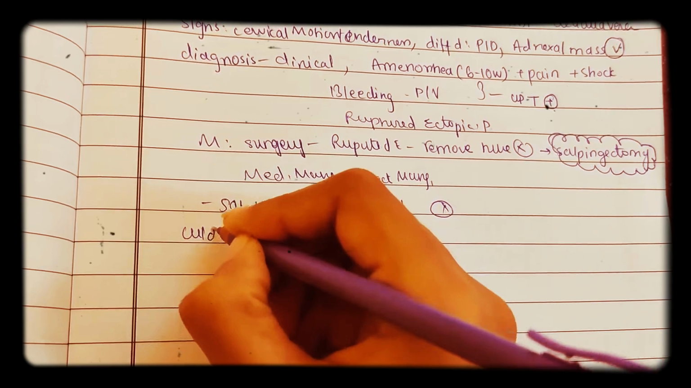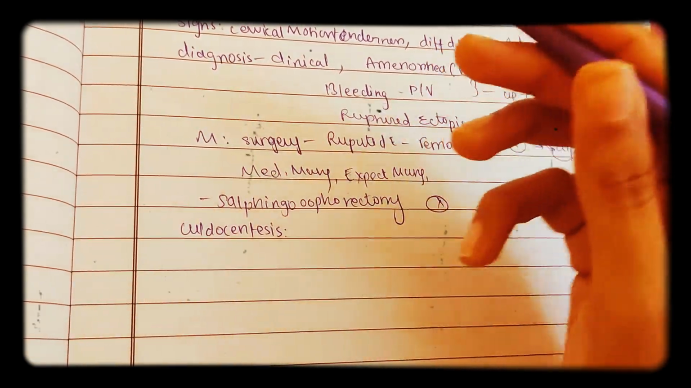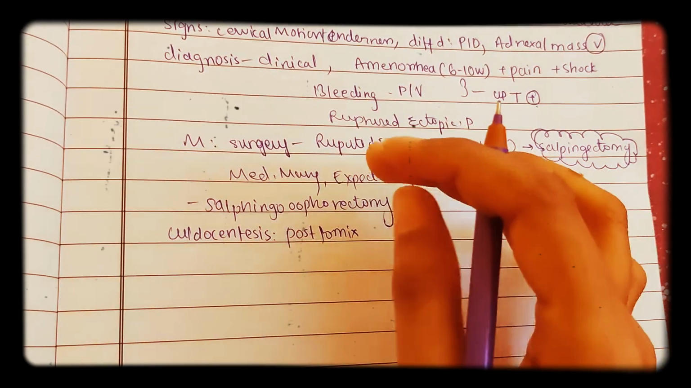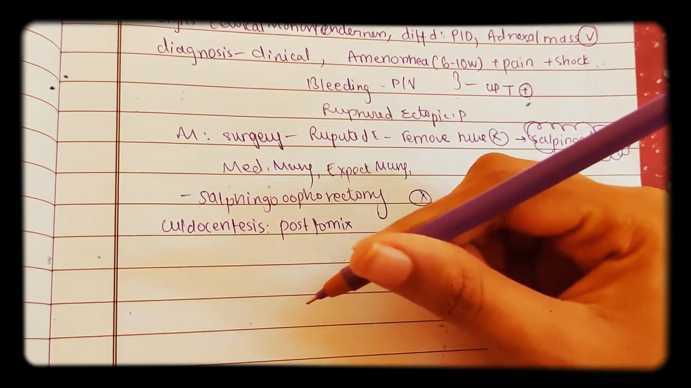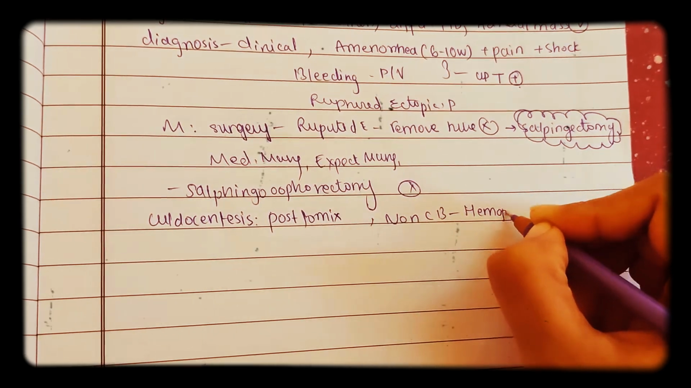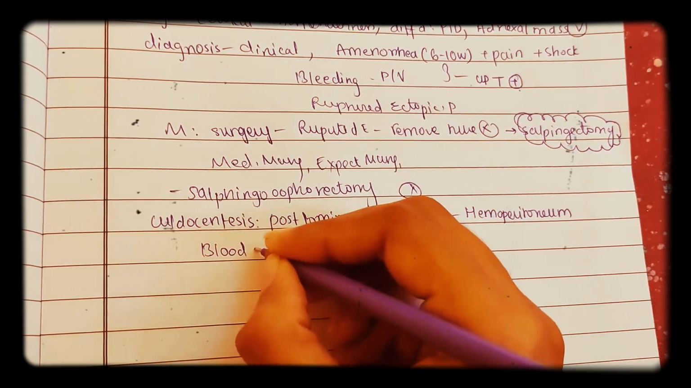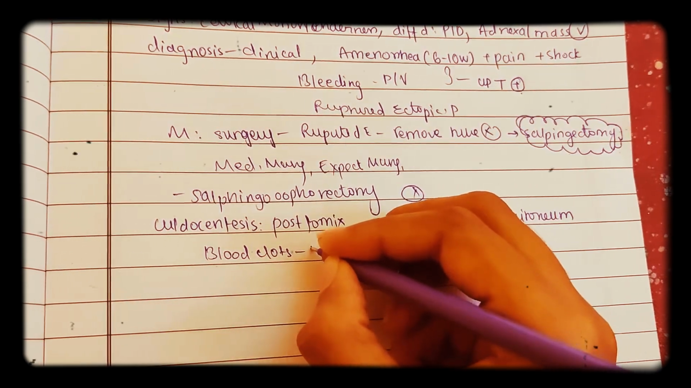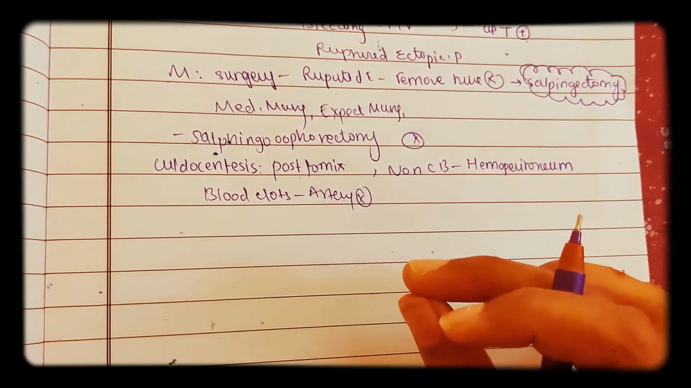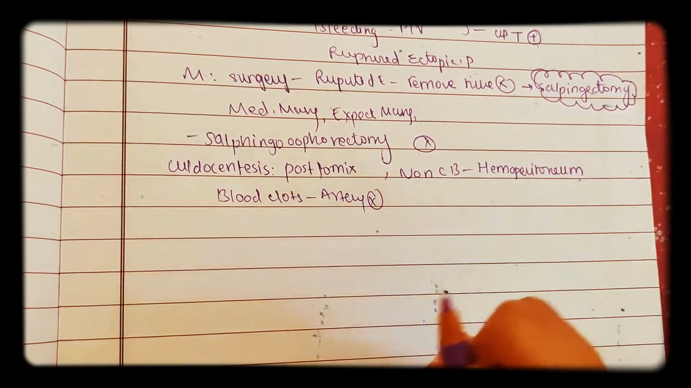Now coming to culdocentesis. So what is this? Culdocentesis is where a needle is passed via the posterior fornix, and if non-clotting blood comes out, then it is a sign of hemoperitoneum, and you know there will be hemoperitoneum in the case of ruptured ectopic pregnancy. But if the blood which comes out is clotting, then the needle has pierced an artery. This is a mistake, you should not pierce an artery. If the blood is clotting, that blood is coming from an artery, but hemoperitoneum blood will not clot. So by this you can confirm whether it's ruptured ectopic pregnancy or not.